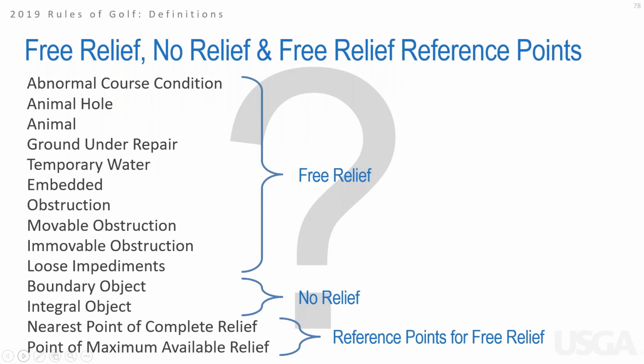Again, so here are the things that we went over from yesterday as well as today. So you have your free relief as identified by those objects there, and some of the objects that we went over today: the boundary objects, integral objects, and the nearest point of complete relief.